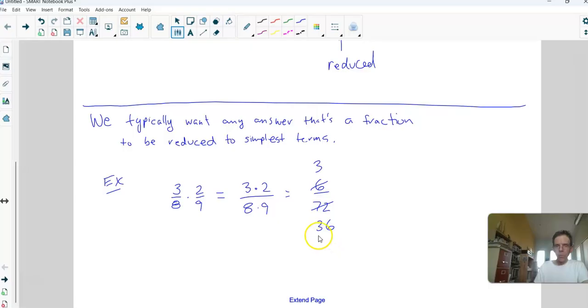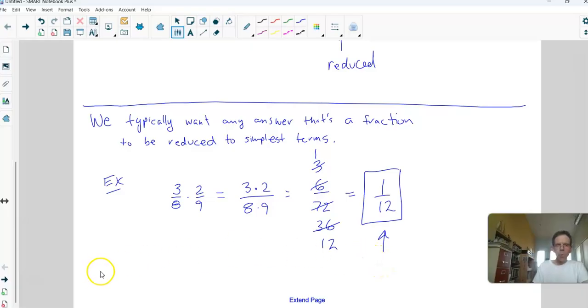Hey, and then we recognize, wow, 36 is still divisible by 3. 3 is divisible by itself once. 3 goes into 36 12 times. So the answer is 1/12. This is our fully reduced final answer. That's what we want.